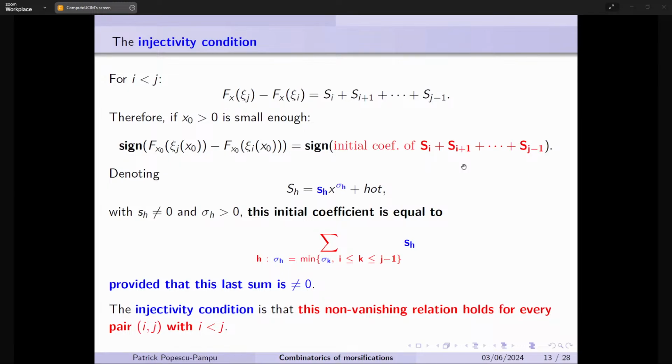And every time we want to determine the initial coefficient of a sum of series, it is not got simply from the initial coefficients of the series, the problem becomes much more difficult. It means that one has to go inside and it will depend on precise relations between the coefficients and it becomes complicated. So the first case in which we do not have complications is that in which all these sums are non-zero. And this is what we call the injectivity condition. It's that this non-vanishing relation holds for every pair ij with i less than j. So for each pair of critical values.